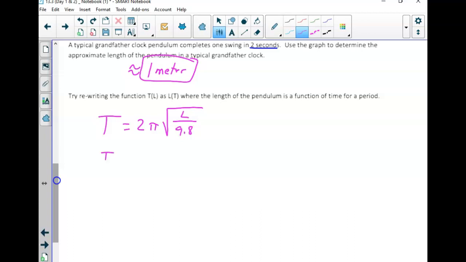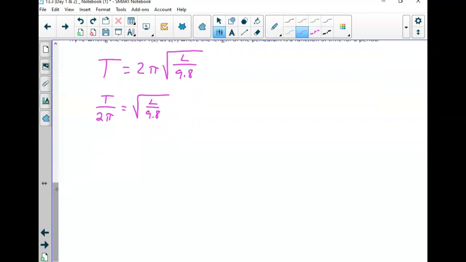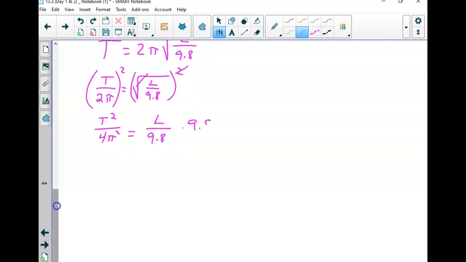First, I divide both sides by 2 pi, so t over 2 pi equals the square root of L over 9.8. Hope you agree on that. Next, I square both sides to get rid of the square root. That gives me L over 9.8 equals t squared over 4 pi squared. The last thing is to multiply both sides by 9.8, so the 9.8 goes away. L equals 9.8 times t squared divided by 4 pi squared.